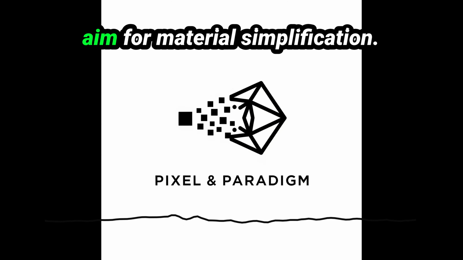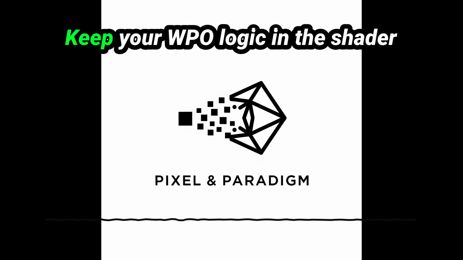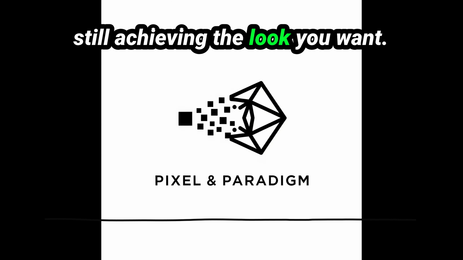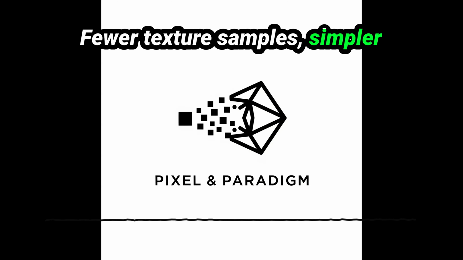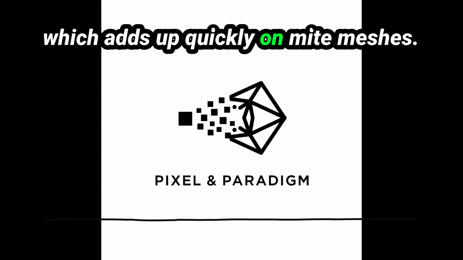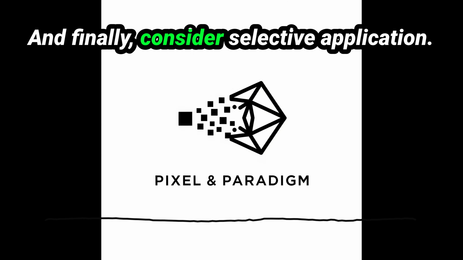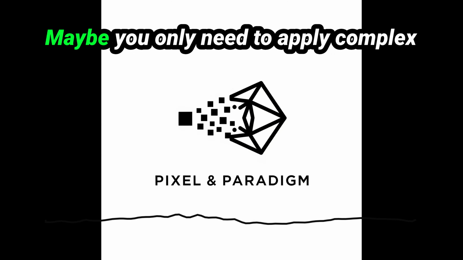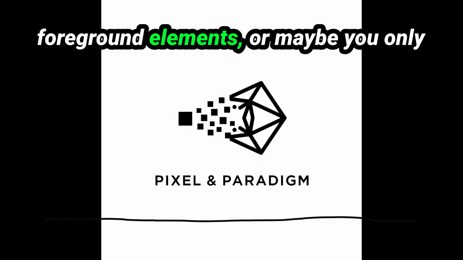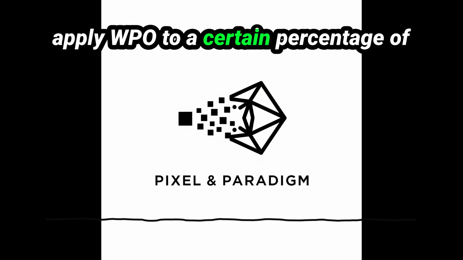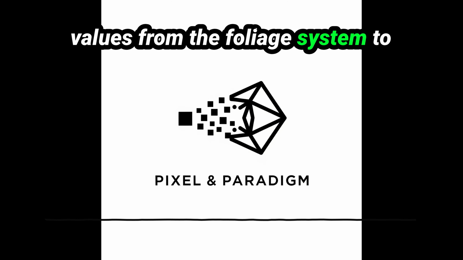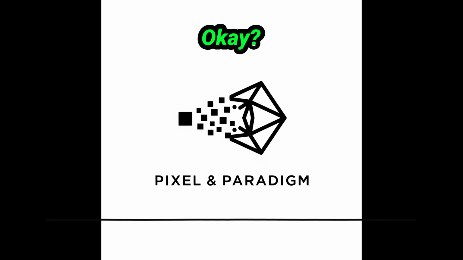Additionally, you should always aim for material simplification. Keep your WPO logic in the shader as minimal as possible while still achieving the look you want. Fewer texture samples, simpler mathematical functions, all of this lowers the per vertex cost, which adds up quickly on Nanite meshes. And finally, consider selective application. Maybe you only need to apply complex WPO to the most visually impactful foreground elements, or maybe you only apply WPO to a certain percentage of instances using random per instance values from the foliage system to break up the uniformity and save cost.